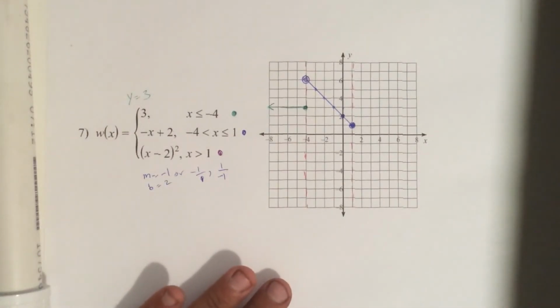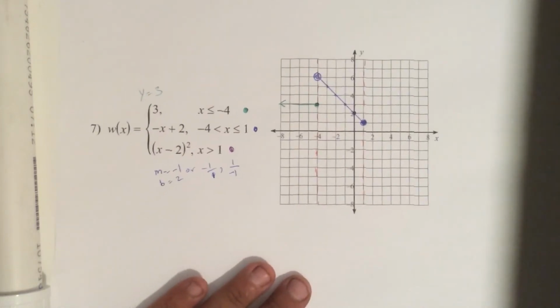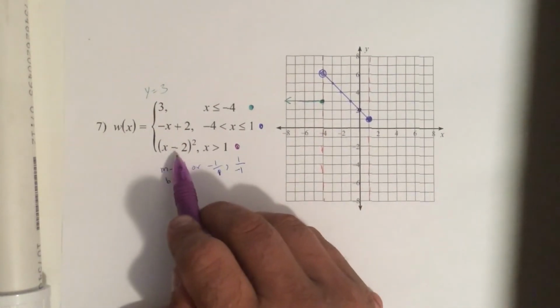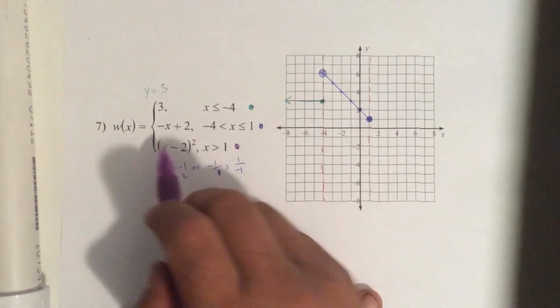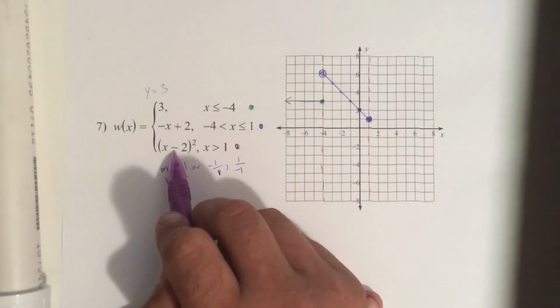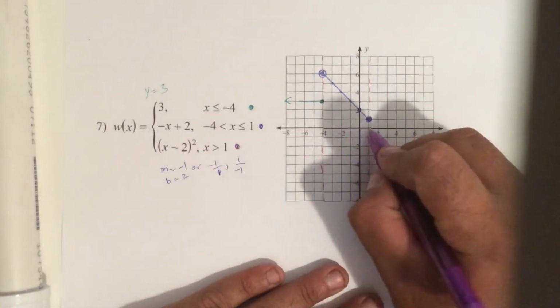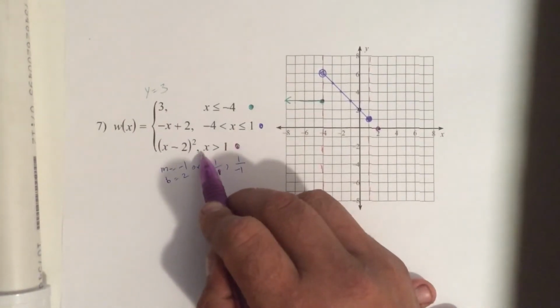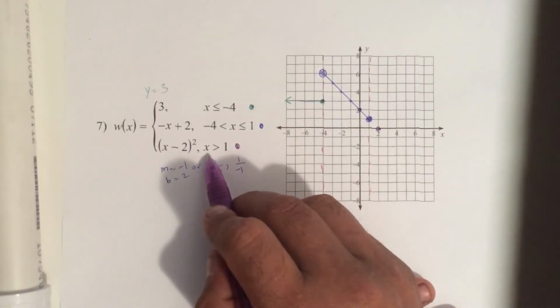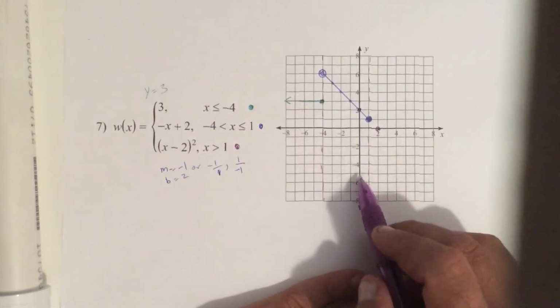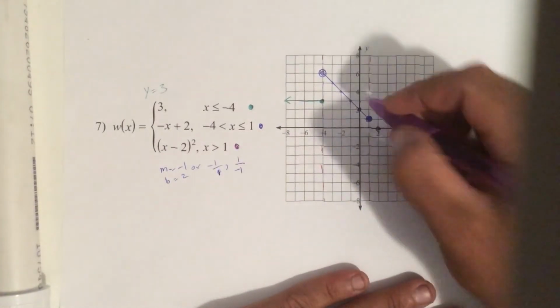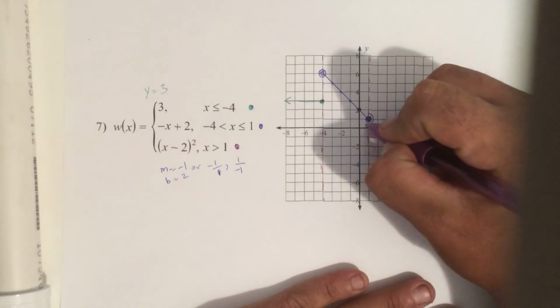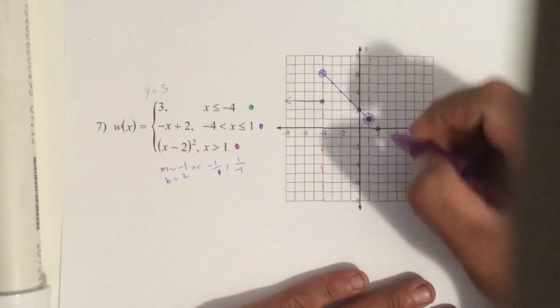Now we're going to go to our last function, which here is quadratic. If you notice here, this was moved 2 units to the right. So we're going to start 1, 2. And here, when it's going to get up to x is greater than 1, that means it's going to be an open circle. We already have a closed circle. It's kind of big, so I'm going to make a big open circle to show that it's not included there.